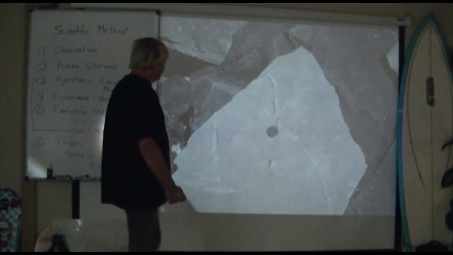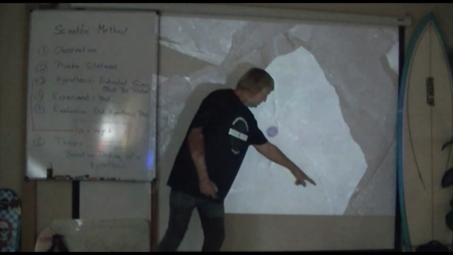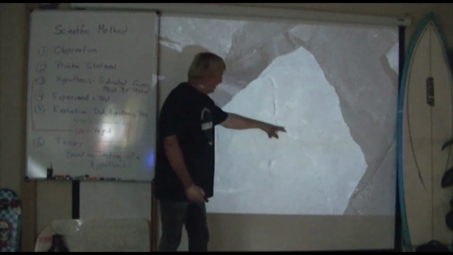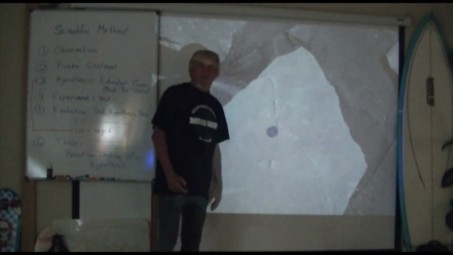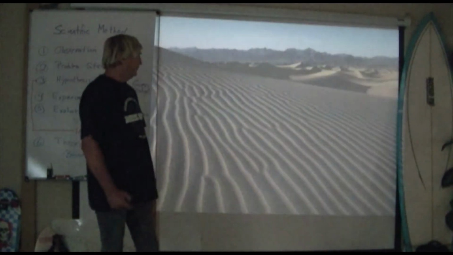Throughout the Grand Canyon you'll see a lot of trace fossils. Sometimes you won't see the fossil itself, but this is an organism that was moving through the sediment, stirring up sediment, looking for something to eat, a bottom feeder. The quarter is there for scale.